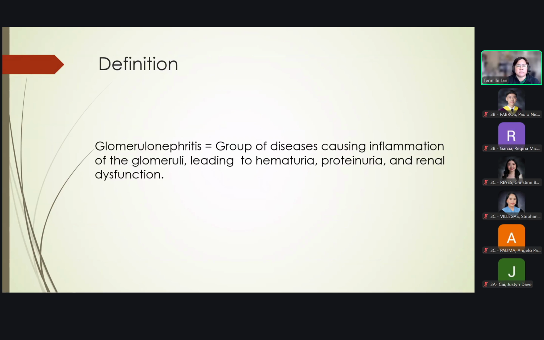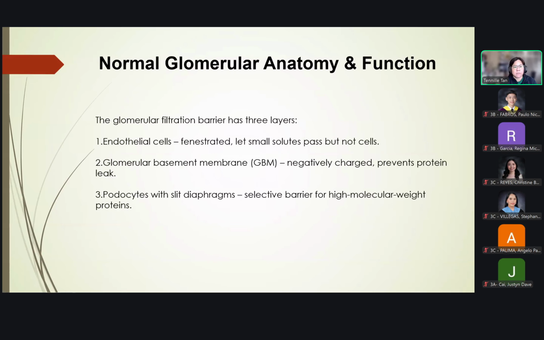management principles. So the definition of glomerulonephritis is a group of diseases causing inflammation of the glomeruli, leading to hematuria, proteinuria, and renal dysfunction. So just to orient ourselves, we have to go back to the normal glomerular anatomy and function.